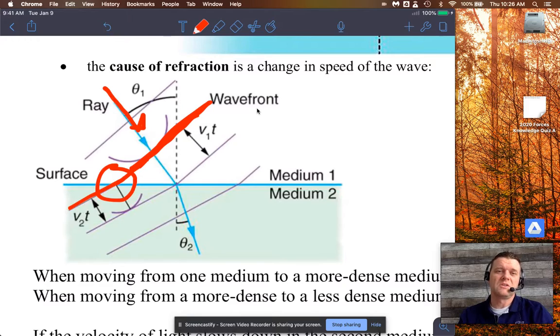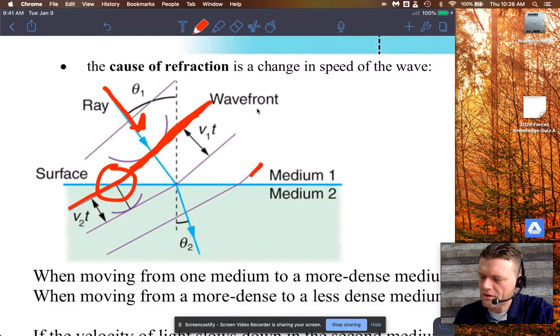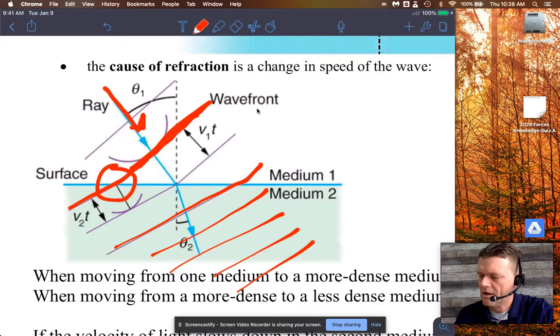Mr. Anderson's example of a marching band walking from, say, sand onto asphalt or vice versa is an excellent example. I really encourage you to look at that, because that makes a lot of sense to me in terms of what's really happening. And then, of course, as the wavefront continues, eventually you get down to this position. Eventually, the whole wave is now in the second medium.